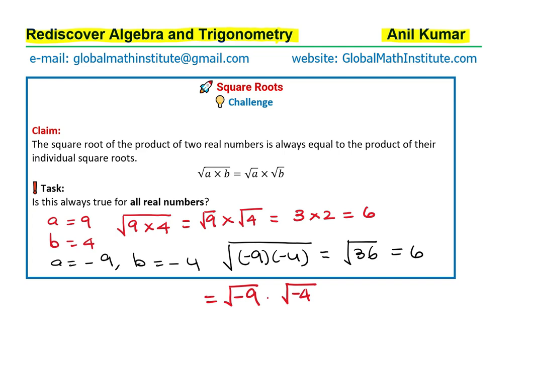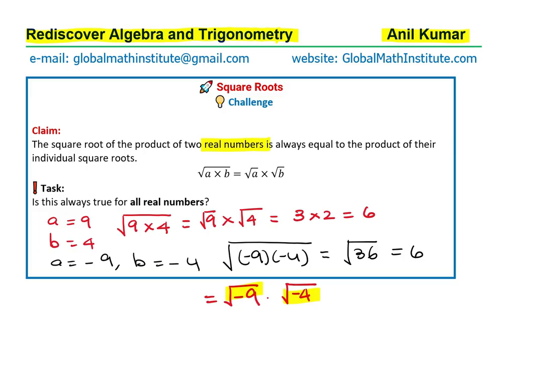Because under real numbers, these square roots are not valid. We get an error. Under imaginary numbers, it will work. You get the idea, right? But in real numbers, it is not going to work.